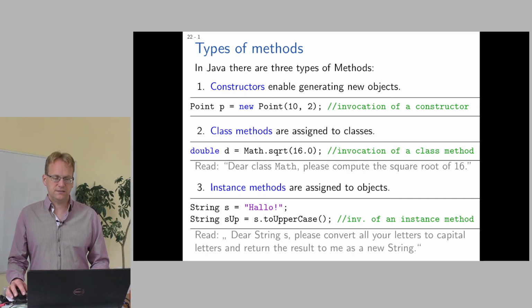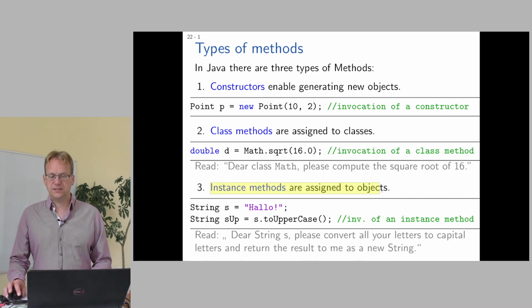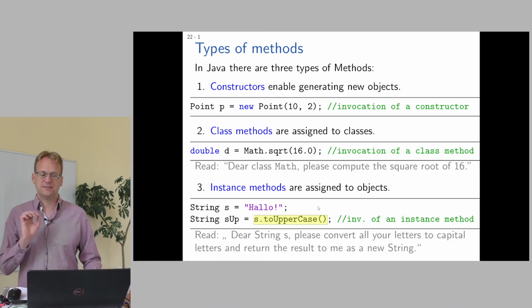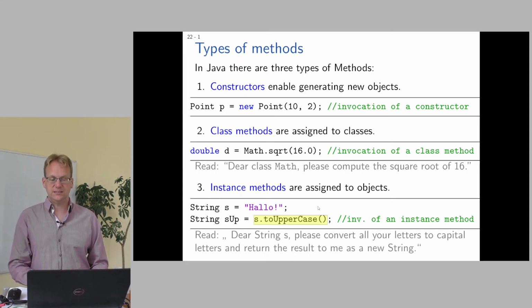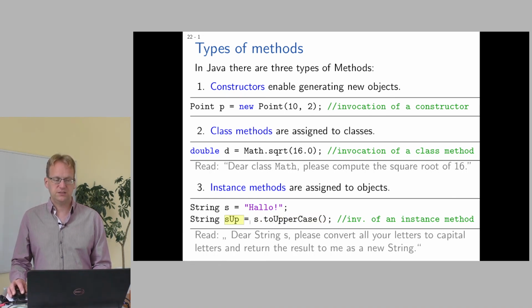And then we have instance methods. These are assigned to objects. So here, for example, I'm creating a string object s with this string hello, and now I'm calling this instance method for this object s. So I'm asking, dear s, please convert all your letters to uppercase. And the output is then a new string which we assign here to sup.